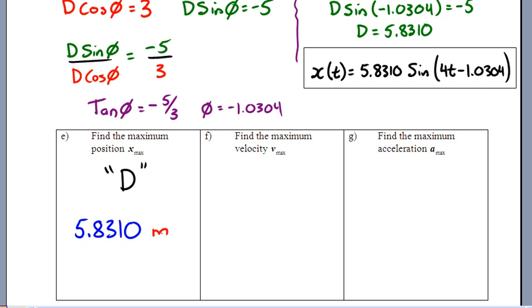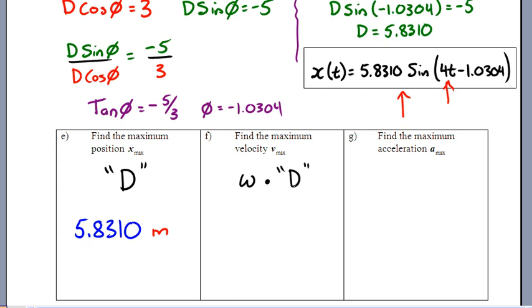What about the maximum velocity? Well, think about taking a derivative of this equation right here. This 4, that omega, would show up out front like a little party crasher, right, because of the chain rule. And you'd have that 5.8310 still sitting there, but then the sine would turn into a cosine. And so what happens is the maximum velocity, and we talked about this on the first day, it's just that omega, the 4, multiplied by the d.